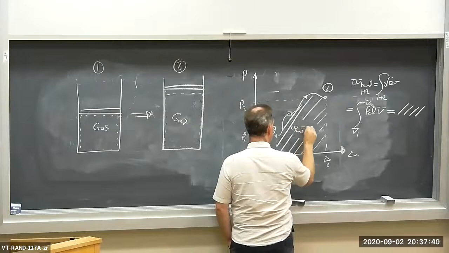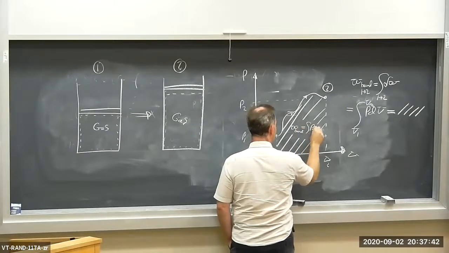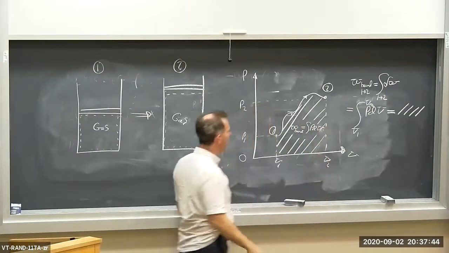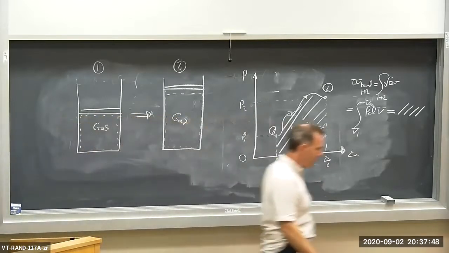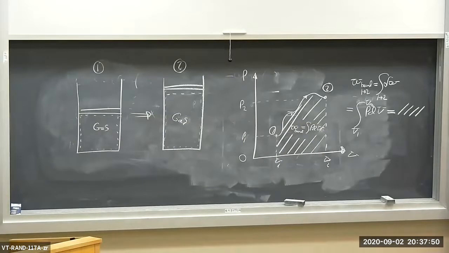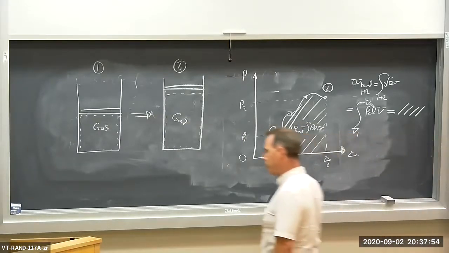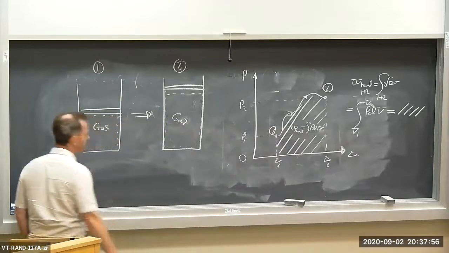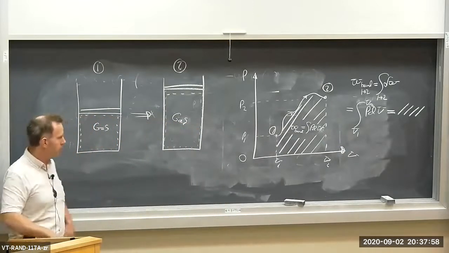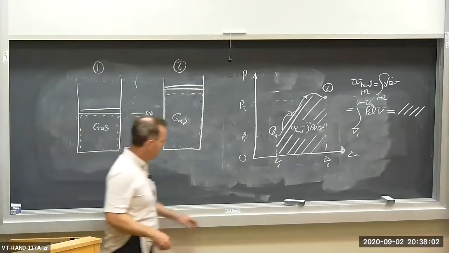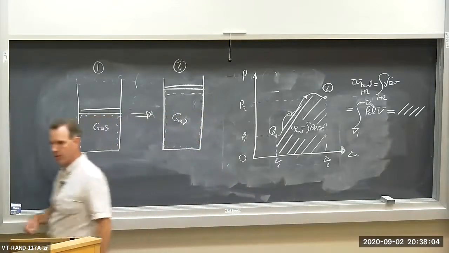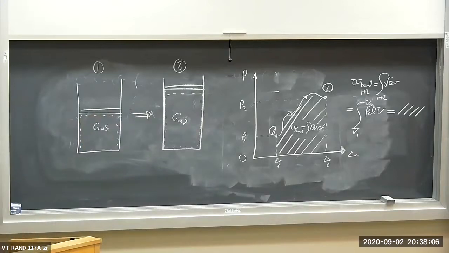Work bound equals integral PdV, the area under the pressure curve. So if somebody gives you the process on a PV diagram, you should be able to qualitatively determine the work. Maybe we should do a few quick examples.